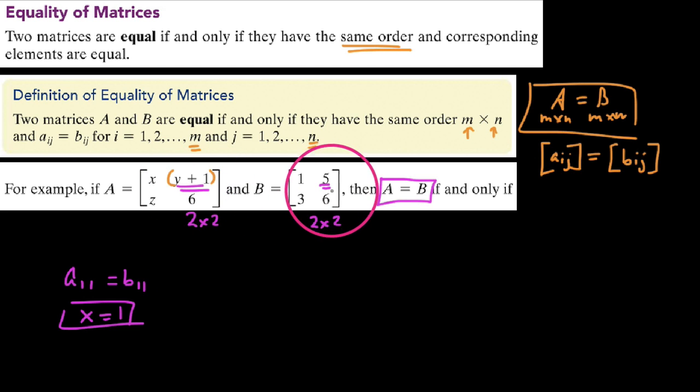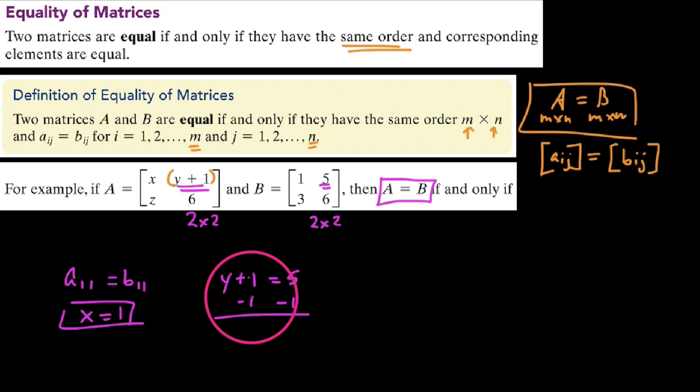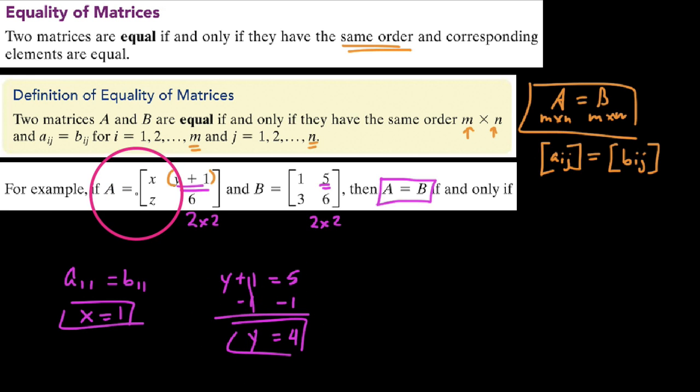Well, y plus 1 and 5. If y plus 1 has to be the same thing as 5, you can see how we can now work backwards and solve for some unknown values in a matrix, which really is the algebra part of this. And of course, Z is in the second row, first column, and so is 3. So Z is equal to 3.